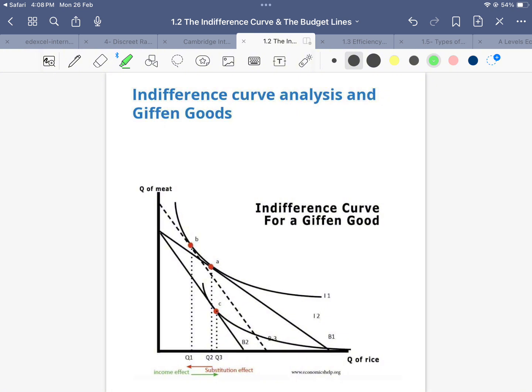Let's talk about two products, meat and rice. Meat on the y-axis and rice on the x-axis. We start at Q2. The rise in the price of rice reduces the budget line for rice to B2, but the fall in income causes a large income effect that outweighs the substitution effect. Demand for rice rises to Q3 with a big fall in the demand for meat.